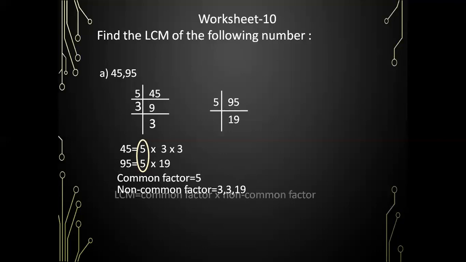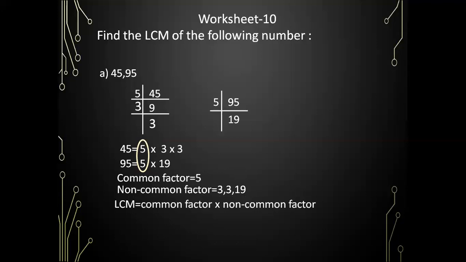Now, to find LCM, multiply the common factor and the non-common factors. The common factor is 5 and the non-common factors are 3, 3 and 19. Once you multiply, the product is 855. 855 is the LCM of 45 and 95. Move to the next question. 27 and 35.